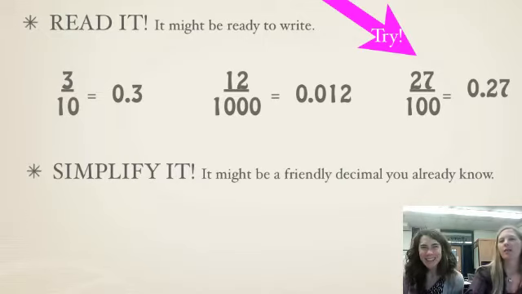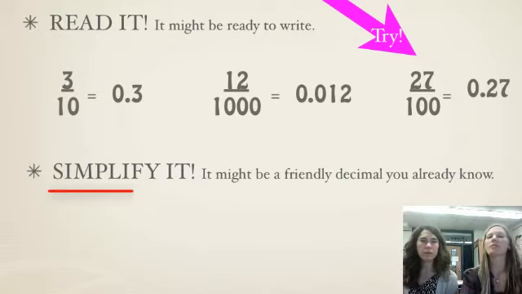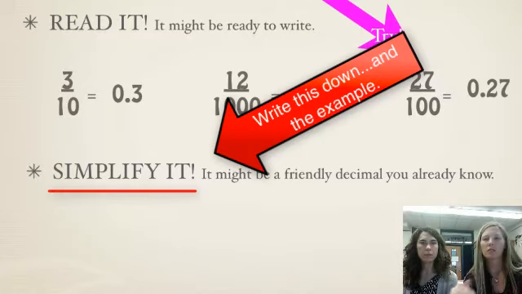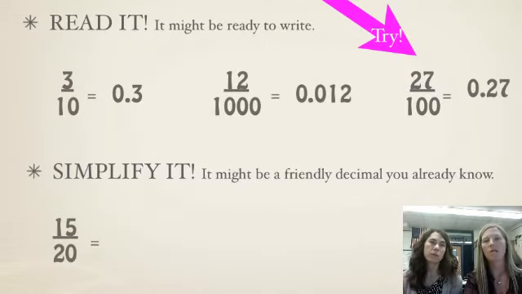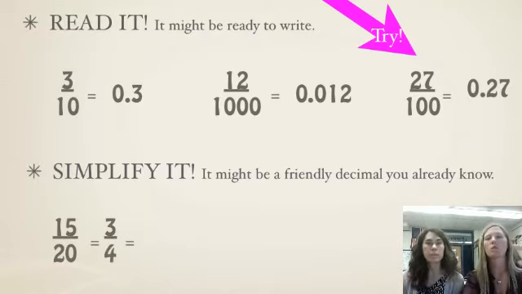They're not. Okay, so another way that you could do it is simplify it. So you wrote read it, then you have your little examples. Now you're going to write simplify it. So if we have a big one, 15/20ths, well, looking at that, I know 15 and 20 both have 5 as a factor. So if I divide 15 and 20 by 5, 15 divided by 5 is 3, 20 divided by 5 is 4. So I get 3/4.